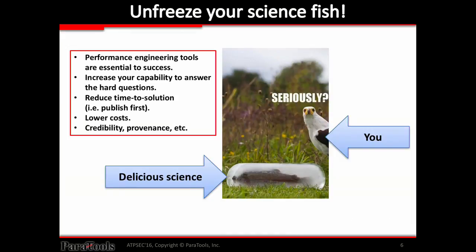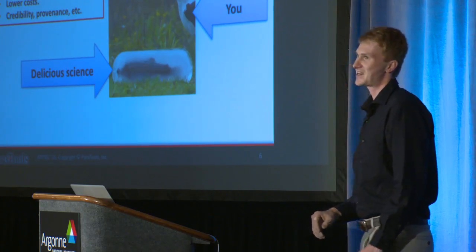If you don't use performance analysis tools, this is going to be you. You're going to be able to see your performance frozen deep inside of the machine, but you're not going to be able to get at it. Right? You're going to be stuck here just staring into the camera saying, seriously? Because I have this amazing resource, I have Aurora, and I know that it should be running a lot faster, but I can't seem to get the performance out of it.